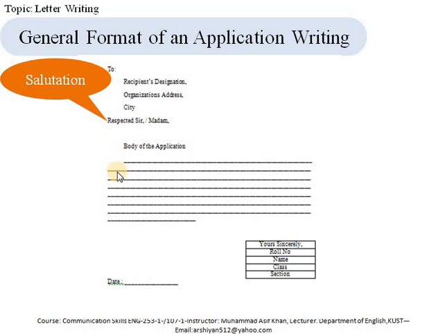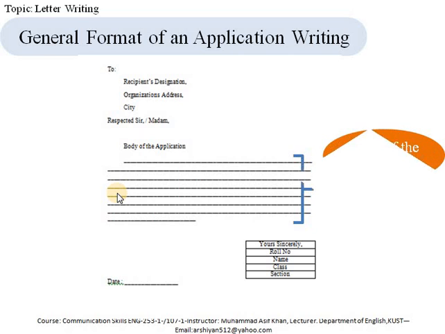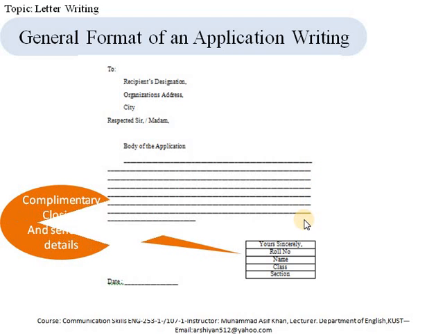After that we have the body of the application. Here you can follow the rules of letter writing, in which we start with an introductory paragraph, then you can add the main content for which you are writing this application, and then summarize the whole application and ask for the thing for which you have written that application. And in the end we see that there is the complimentary closing and the sender's details.